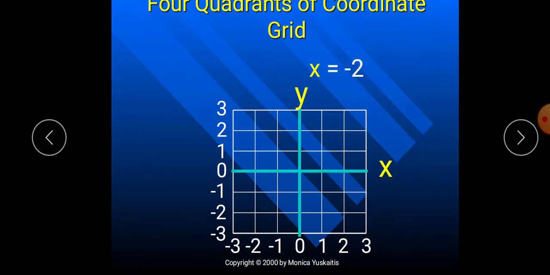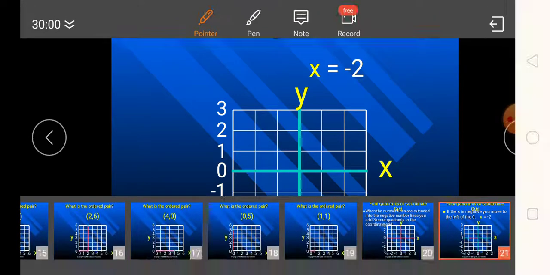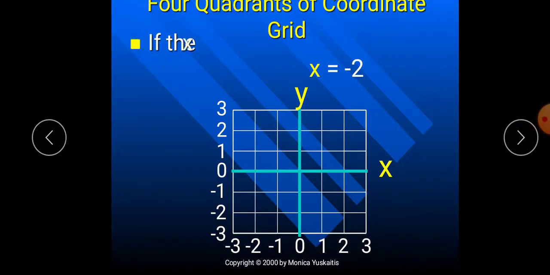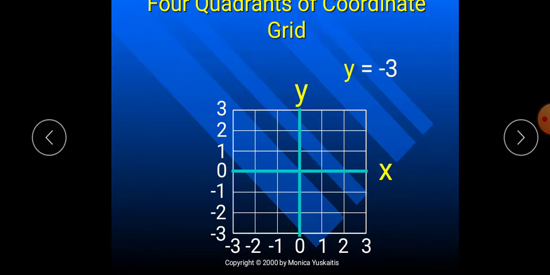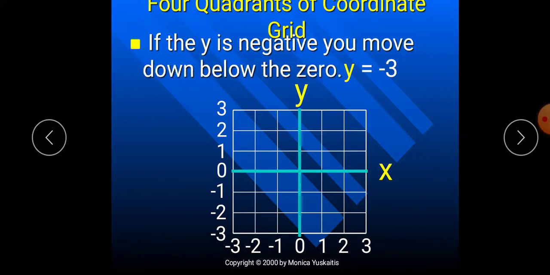Yes. Now x equal to minus 2. Where will you plot x equal to minus 2? This side. Yes. If the x value is negative, you move to the left of the 0. If the y value is negative, you move down below the 0. Minus 3 means here this point is minus 3. So for x, you move right or left, and for y, you move up or down, above or below. You can write it like that.